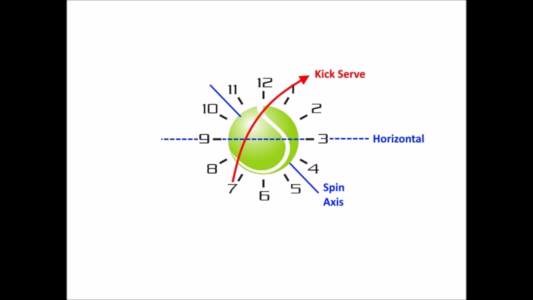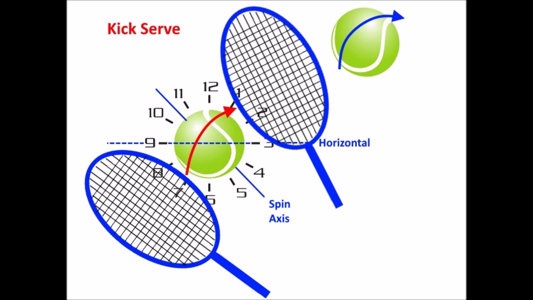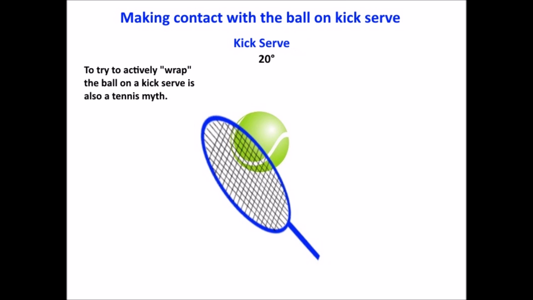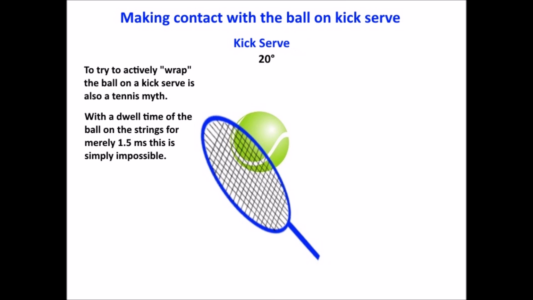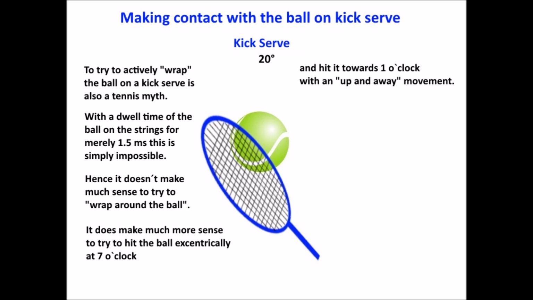For a kick serve, you must hit the ball eccentrically from 7 o'clock to about 1 o'clock, like shown here. To try to actively wrap the ball on a kick serve is another tennis myth. With a dwell time of the ball on the strings of merely 1.5 milliseconds, this is simply impossible. Hence it doesn't make much sense to try to wrap around the ball. It makes much more sense to try to hit the ball eccentrically from 7 o'clock to 1 o'clock with an up and away movement.